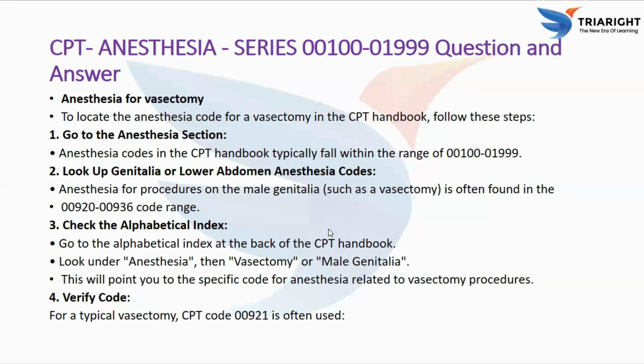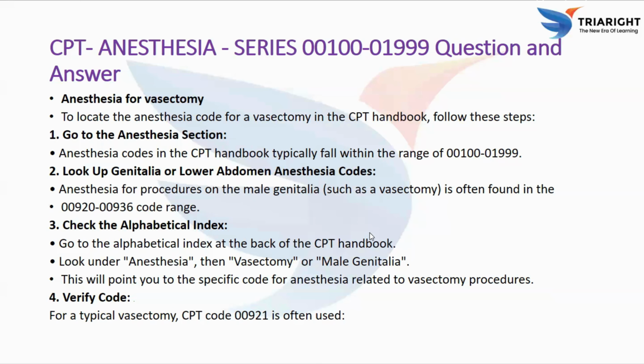Step 3 is to check the alphabetical index. So you have to go to the back of the CPT book. Look under anesthesia, then vasectomy or male genitalia. This directs you to the correct numeric code range. So never code directly from the index. It only guides you.